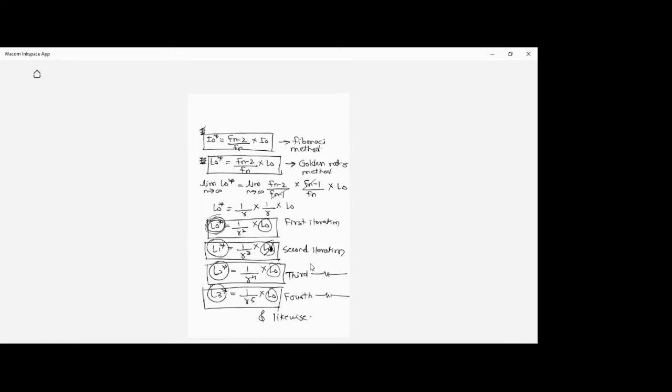So the chances of using the wrong Fibonacci number in the iteration get cancelled, and the chances of getting a wrong answer will also get reduced, right?